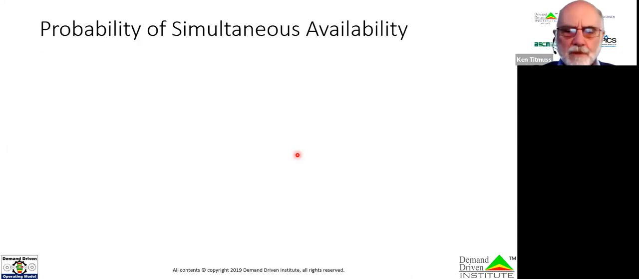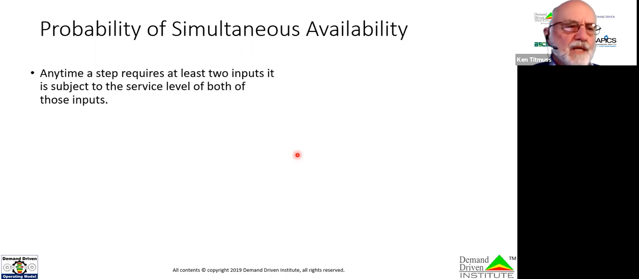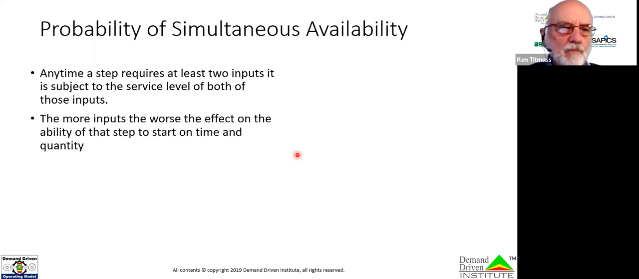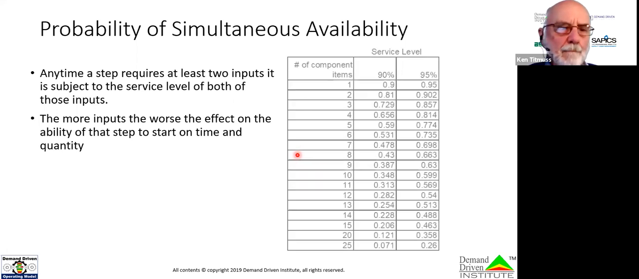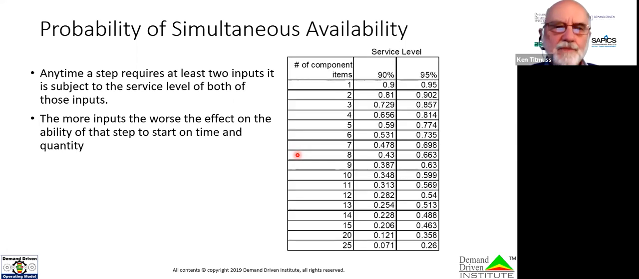So, probability of simultaneous availability. Anytime a step requires at least two inputs, it's subjected to the service level of both those inputs. And the more inputs, the worse the effect on the ability of that step to start on time and in quantity. Now, this chart here comes out of Orlicky's book published in 1975.